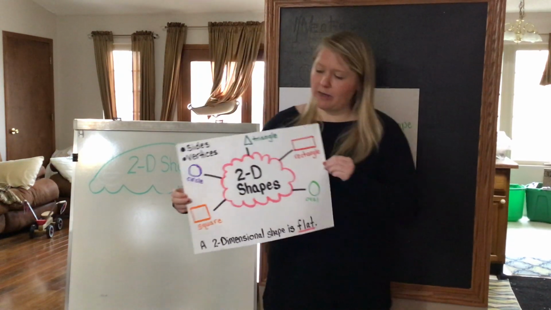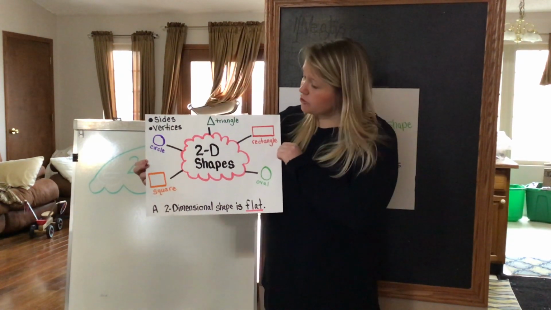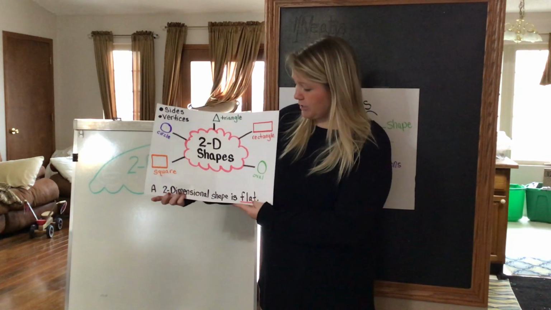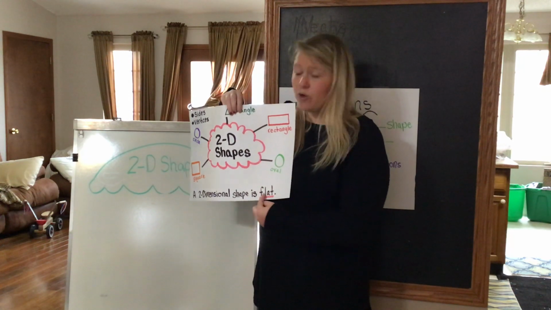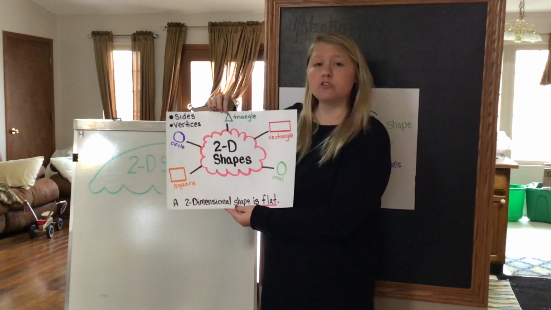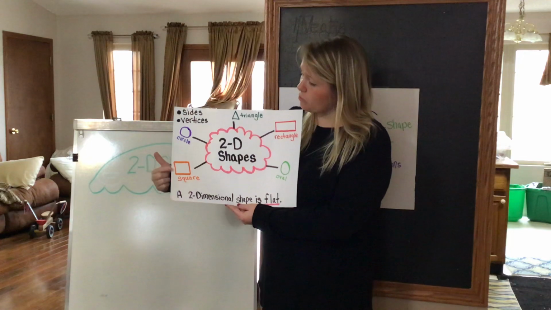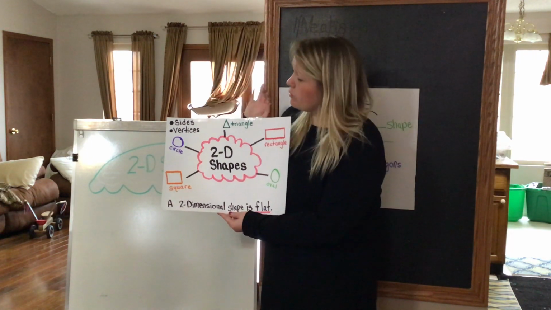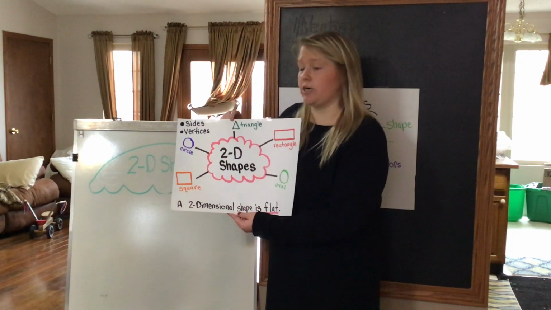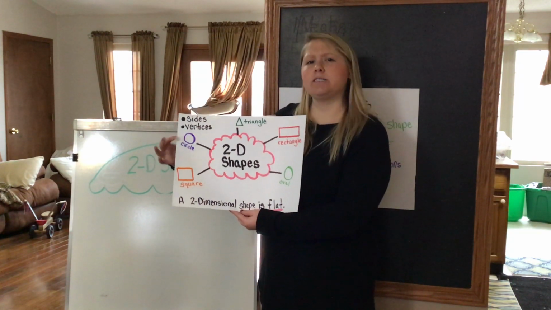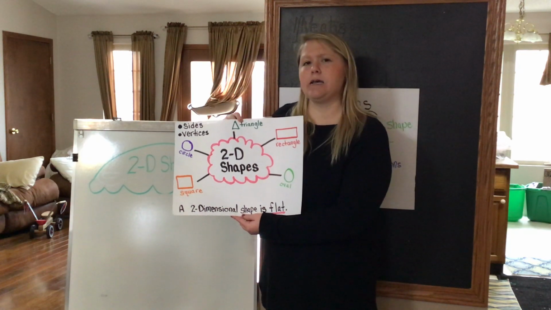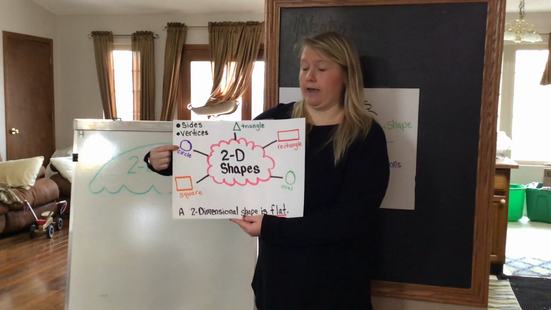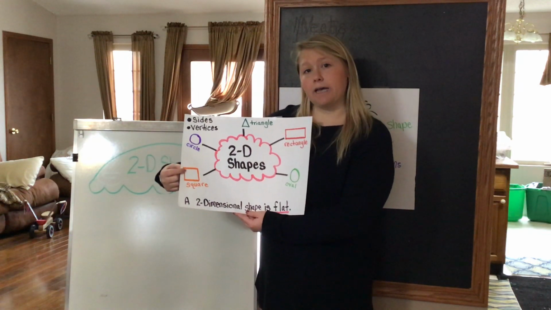Now you probably learned about 2D shapes in kindergarten and first grade. 2D stands for two-dimensional, and two-dimensional shapes are flat. That's the key here. We have to know that they're flat. Some examples of two-dimensional shapes are circles, squares, triangles, rectangles, and ovals. When we talk about two-dimensional shapes, we can describe them with their sides and vertices. Vertices is just a fancy name for corners, okay?